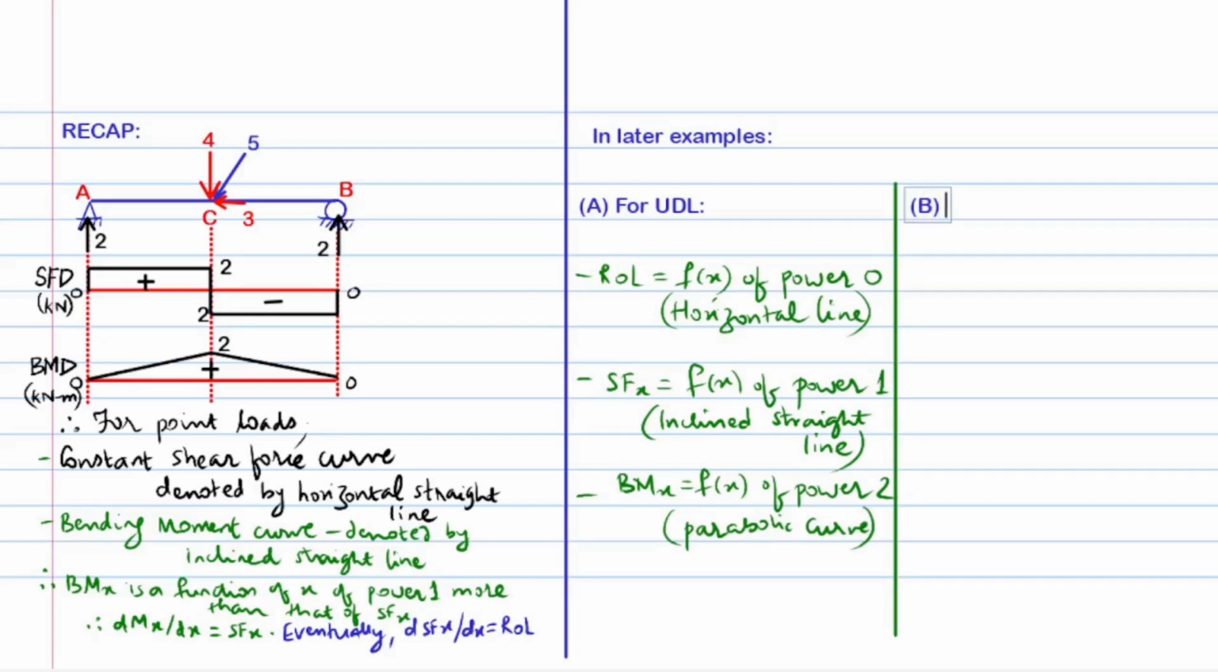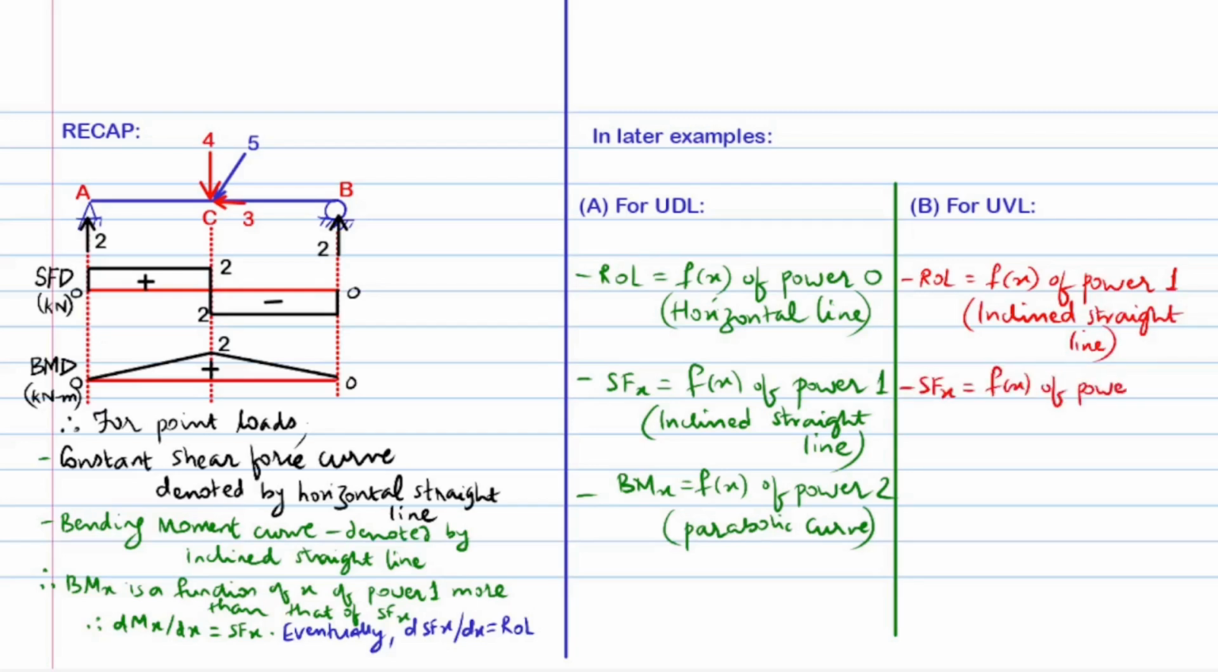Likewise, let's now assume a higher order load acting on the beam, that is, uniformly varying load over some length, which is defined by a function of x of power 1 represented by an inclined straight line. For this part of the length over which the uniformly varying load acts, the shear force shall be seen to be a function of x of power 2, that is a parabolic variation, while the bending moment shall be a function of x of power 3, that is a cubic curve.